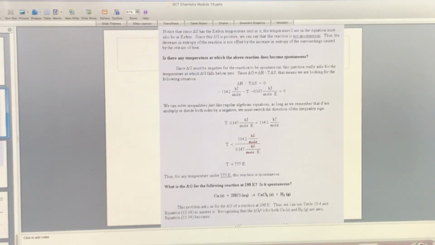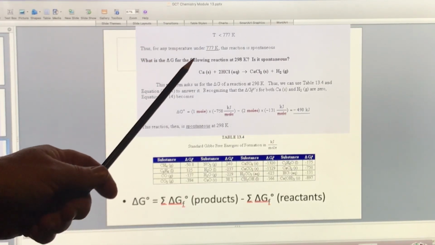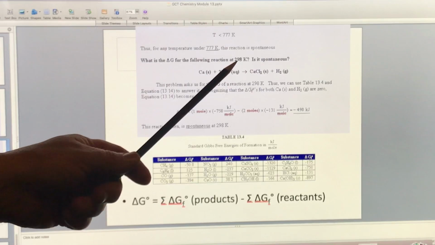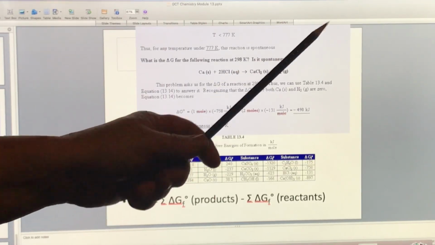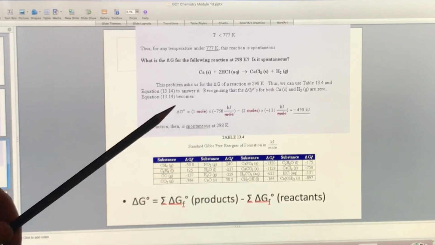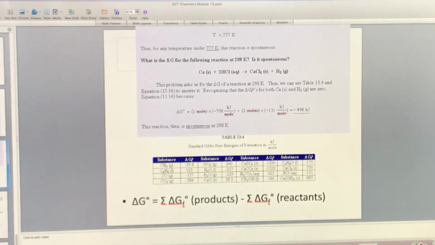All right, so here's another question on here. Actually, I think we'll go to the next slide. It says, what is the delta G for the following reaction at 297 Kelvin? Is it spontaneous? So this problem asks for the delta G of a reaction at 298 Kelvin. So we're going to remember this formula here.